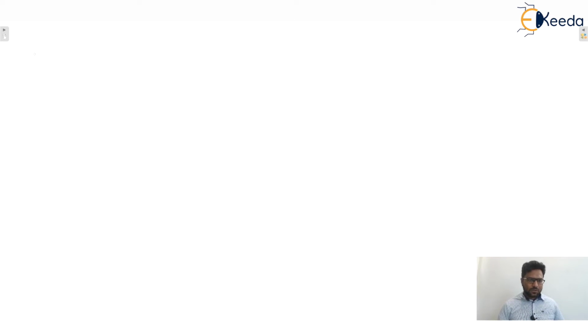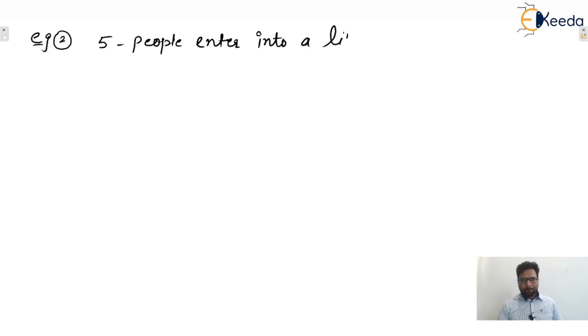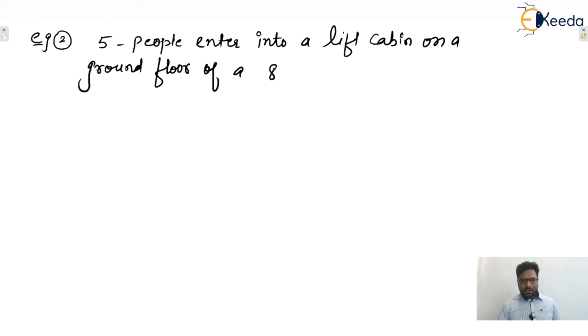Okay, write down the next question. Let's say the next example: five persons, or five people, enter into a lift cabin on the ground floor of an 8-floor house. Find the total number of ways.